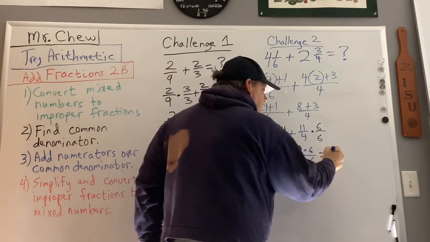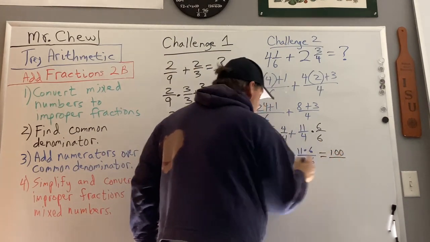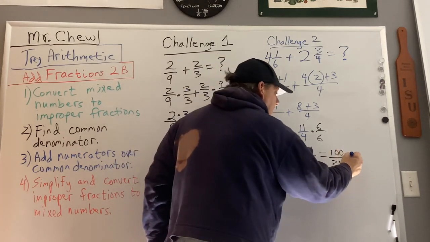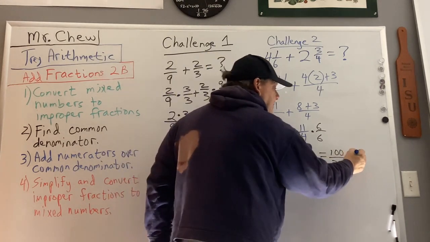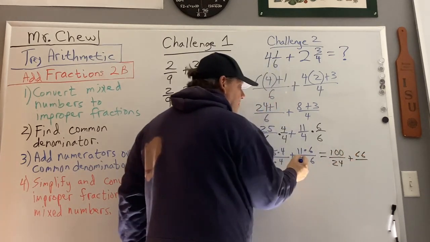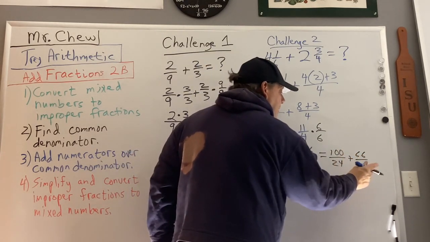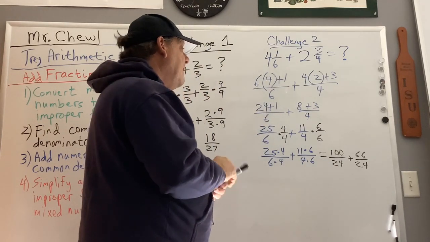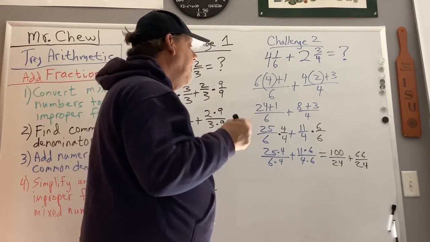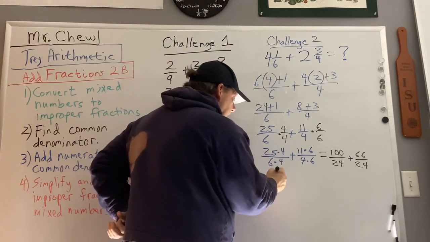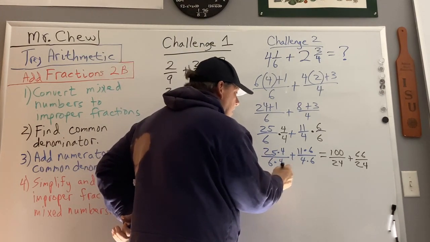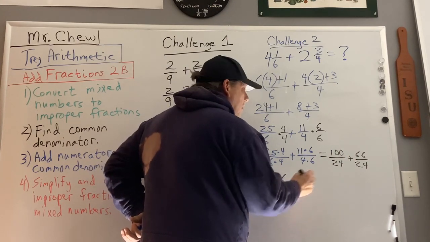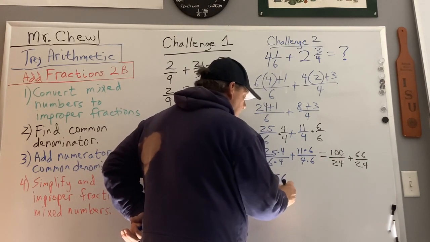25 times 4 is 100 over 6 times 4 is 24 plus 11 times 6 is 66 over 4 times 6 is 24. See how I've got the same denominator? So once I have the same denominator, now I can add those up. 100 plus 66 is 166 over 24.